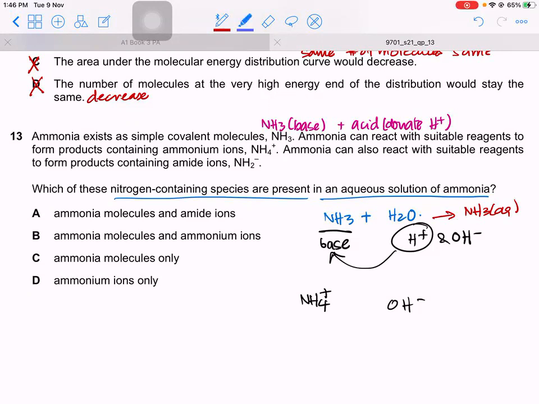The answer therefore is B. Some of the ammonia will make dative bonds with the H plus and make ammonium. The rest of it will make hydrogen bonds with water.